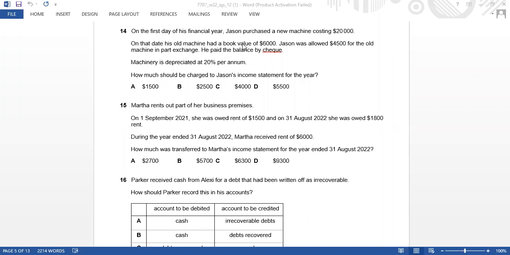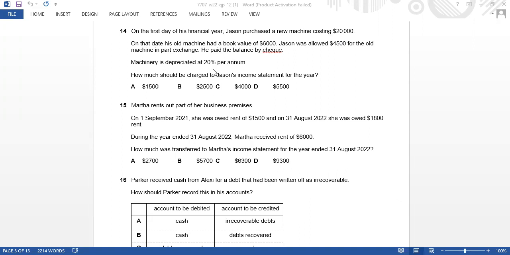As it is written that Justin purchased a new machine costing 20,000, the 20,000 will be charged 20% depreciation. That will be 20,000 into 20%, that will give us 4,000. And it asks how much should be charged to Justin in the income statement. On that date, the old machine with a book value of 6,000 was also sold and was allowed 4,500. That means cash of 4,500 was received in terms of selling the 6,000 asset. So for the total charge in the income statement, we also charge the profit and loss on disposal.